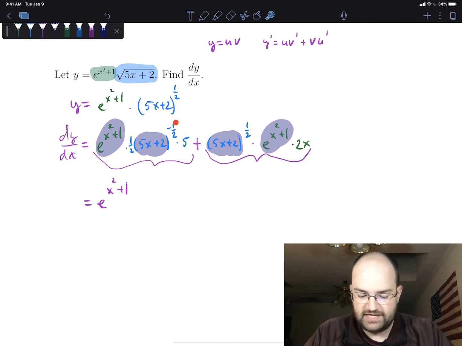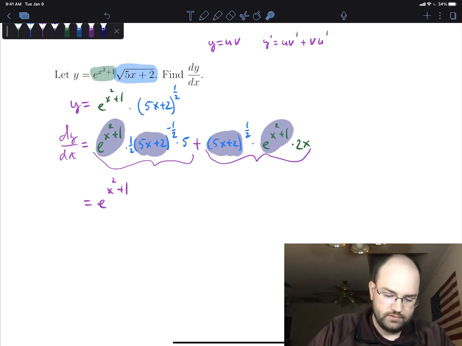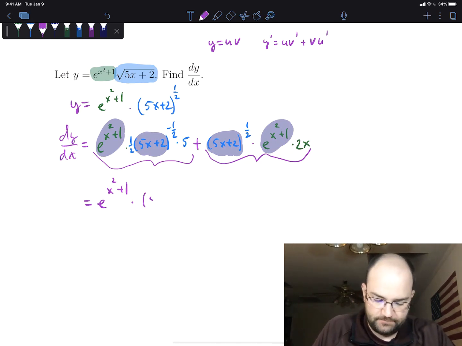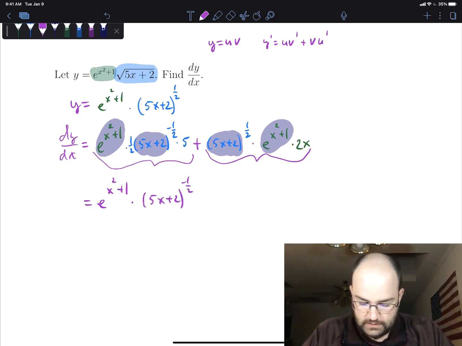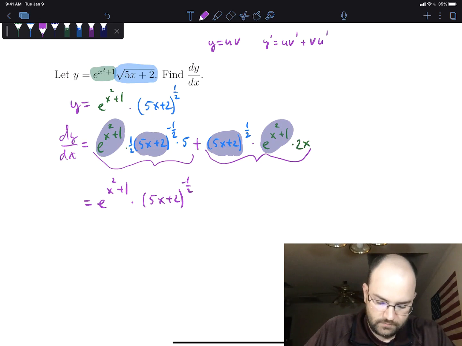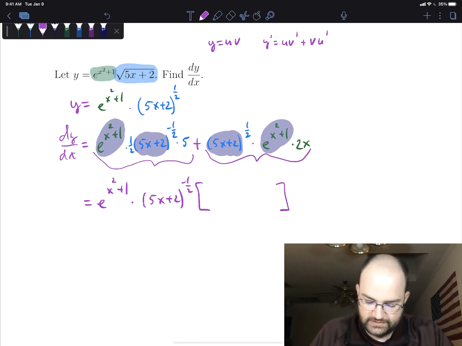And the smallest exponent between these two is (5x + 2) to the negative a half power. So multiply this by (5x + 2) to the negative a half power. Good. And then notice that the half and 5, and then just 2x, and there's really nothing else that's in common. So I'm going to multiply by what's left over.